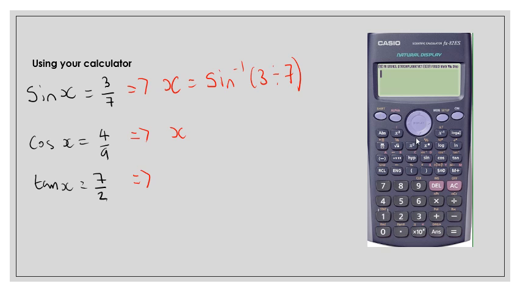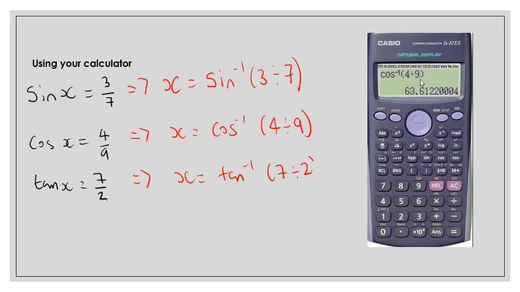So we've got shift cos 4 divided by 9, press equals, we get 63.6. Now remember, some of you may have got a different answer here. That might mean that you're in the wrong mode. So you have to make sure that you go shift, setup, and put yourself in degrees. So press number 3 on this example, and that will make sure we're in the right mode.